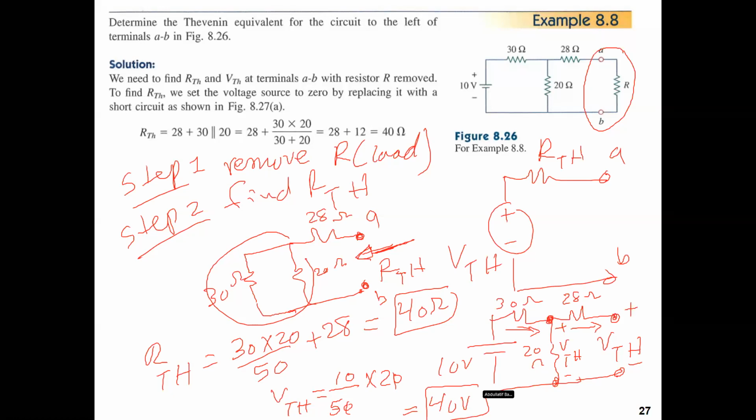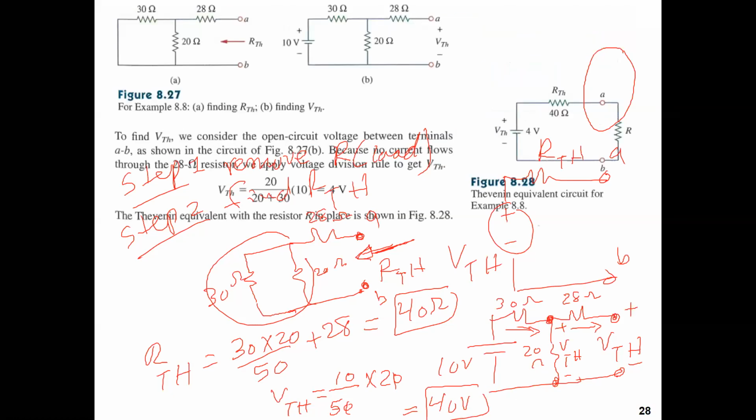Okay, so this is basically the steps of how to find the VTH. This would be 4 volt.